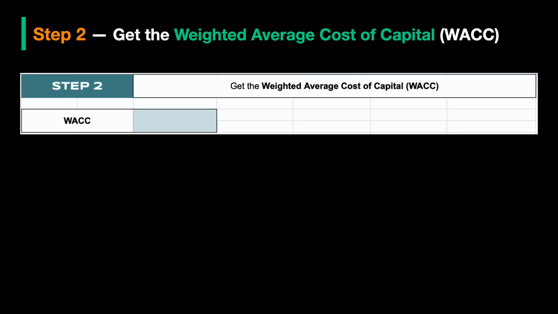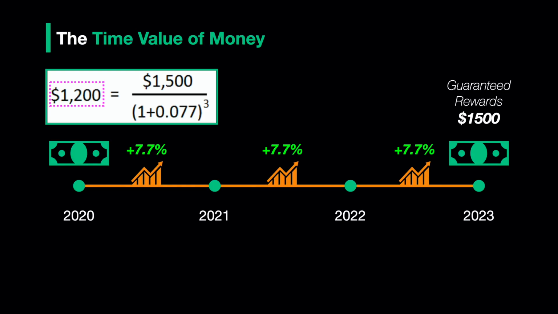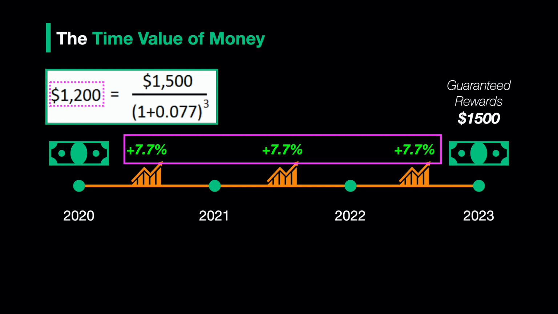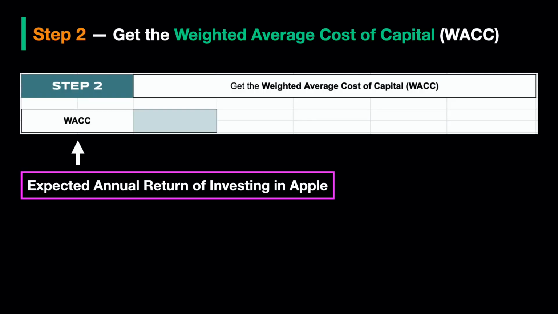Alright, step 2. Calculate the weighted average cost of capital, or the WACC. Why do we need this weighted average cost of capital? Remember we talked about the time value of money earlier? The present value of any amount of money in the future will be dependent on how much return you expect to generate during that period of time. And this weighted average cost of capital works the best as the expected return of investing in a business.